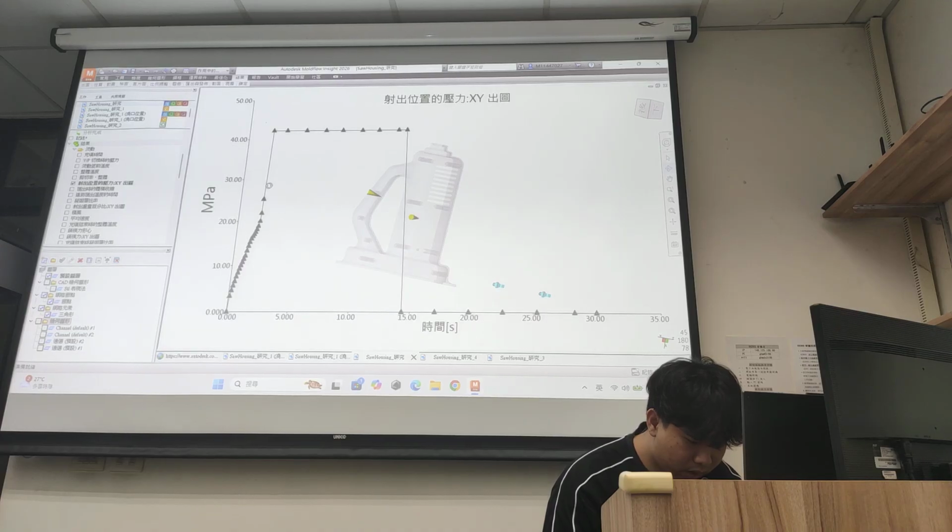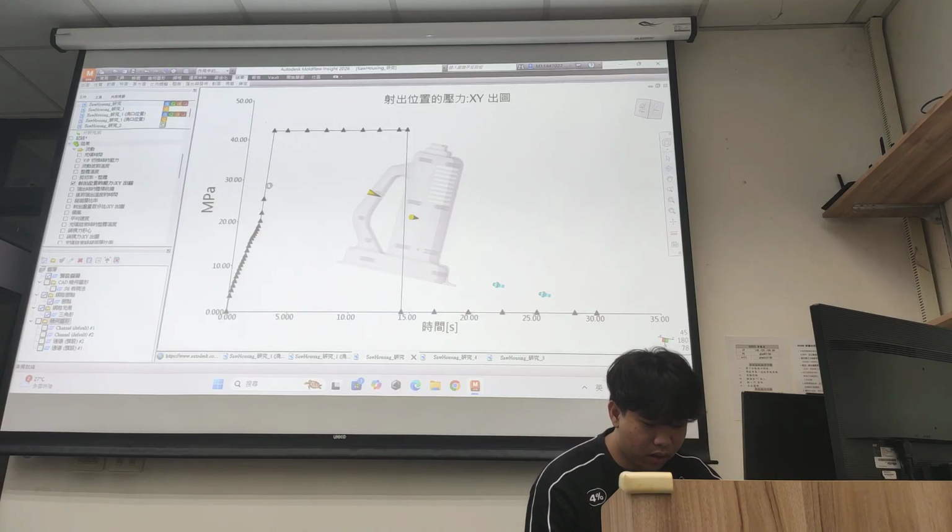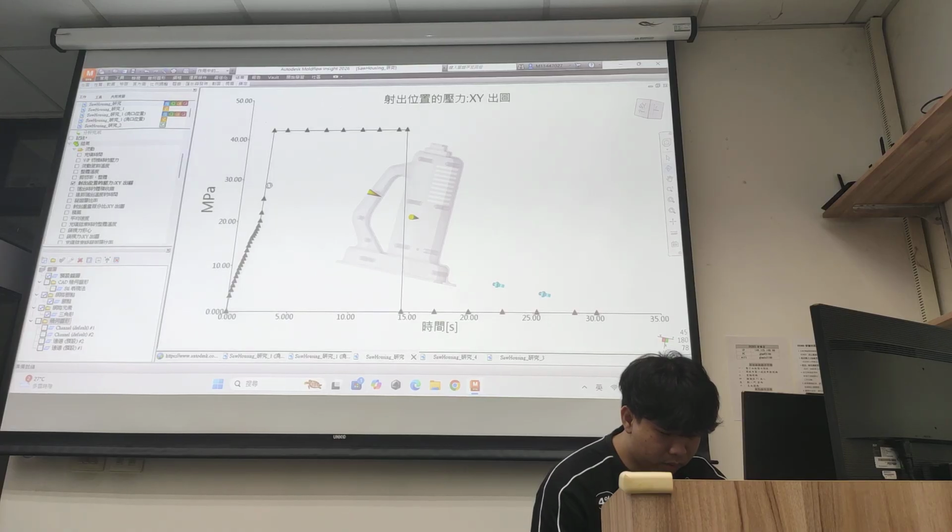The XY plot shows the pressure at the injection location over time. We can see steady pressure build up during filling, peaking at around 42 MPa during the packing phase, and then holding steady.